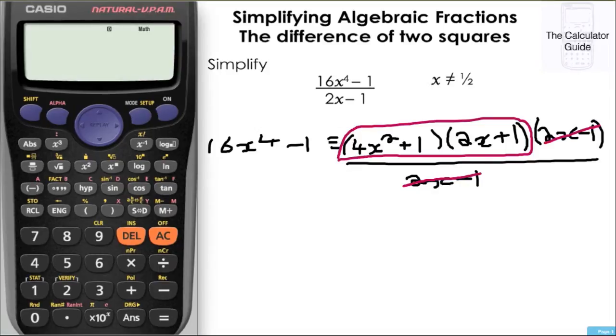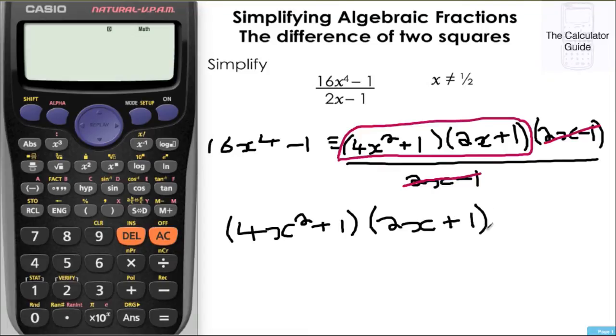Okay, so for the next stage, we're going to expand out these two brackets. So let's just rewrite them out here. 4x squared plus 1 times 2x plus 1. If you want to have a go at expanding these brackets yourself, please pause the video now and I'll go through the solution to that in about 5 seconds.